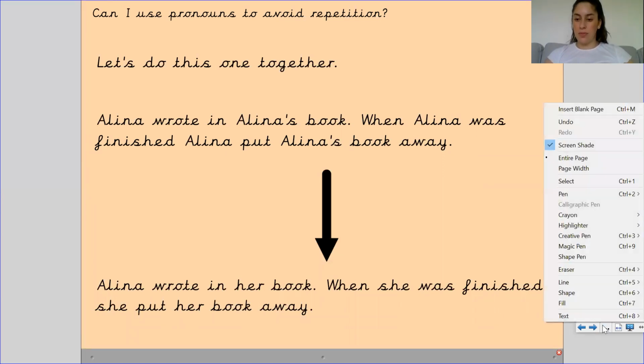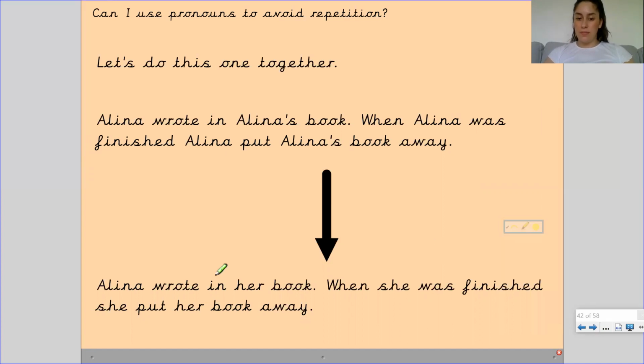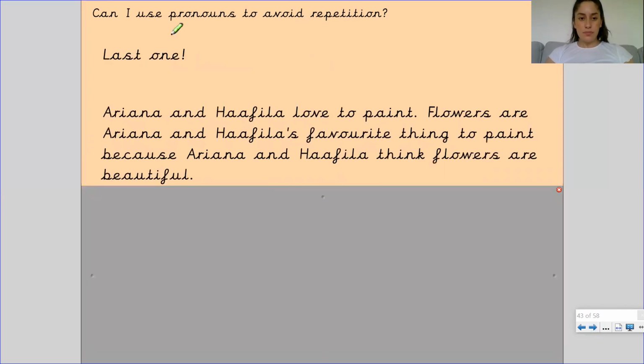I'm going to highlight the pronouns here. Wrote in her book. When she was finished, she put her book away, which sounds a lot better than the first sentence when we're constantly repeating the noun Alina. Okay, we're going to read this sentence together and then pause the video and have a go at doing this yourself.